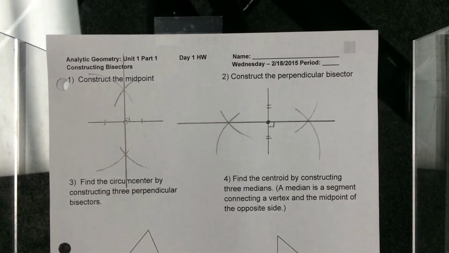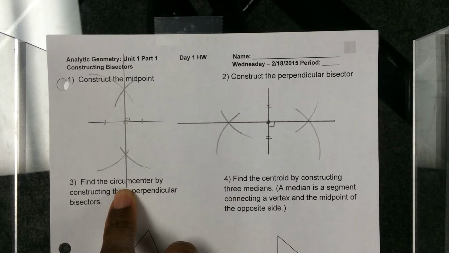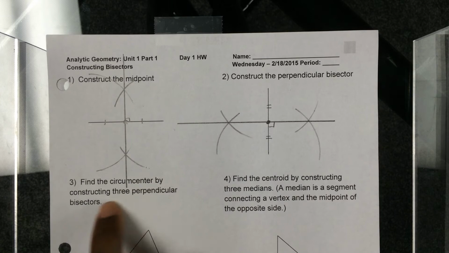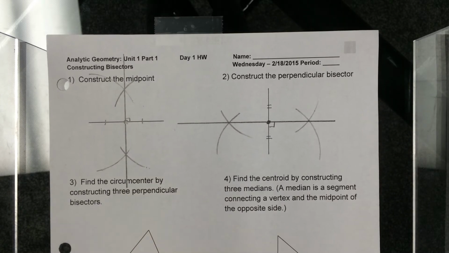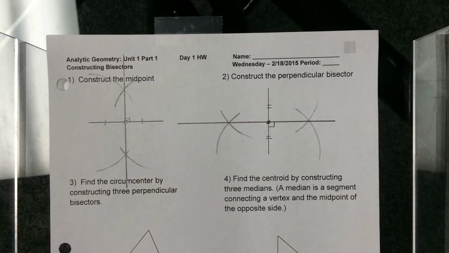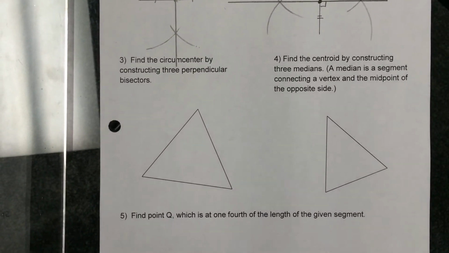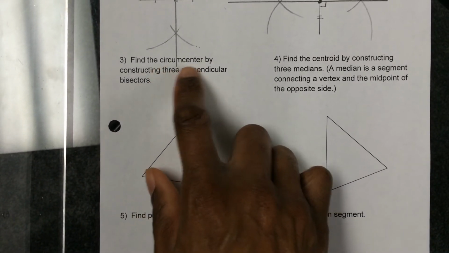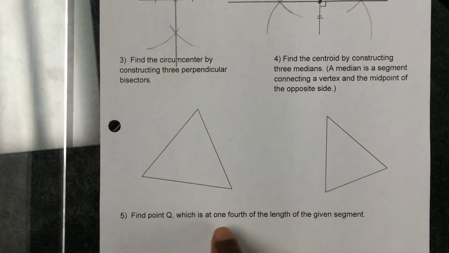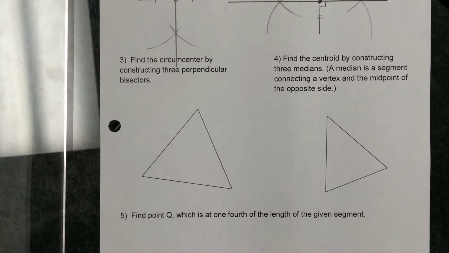Alright, so now the second big concept. No, we're not ready for the second big concept. We're going to now find the circumcenter by constructing three perpendicular bisectors. Basically I'm going to repeat the process that I just did. Let me move you down here so you can see. I'm just going to repeat the process I just showed you 3 times.